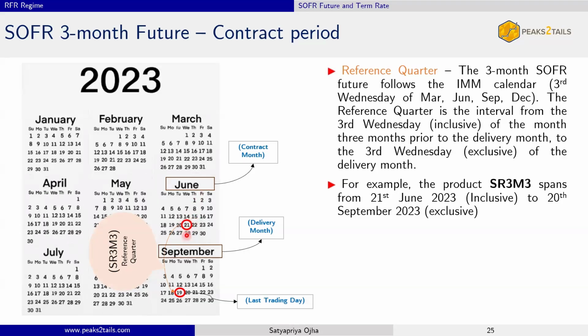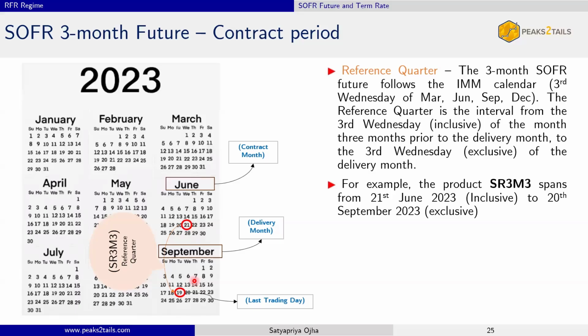That is the start of the contract. The end of the contract is again the third Wednesday after 3 months. So September 20th is the contract expiry. The last trading date would be 1 day before that, so 19th September is the last trading date. From a settlement perspective, you have to take all the rates that are published from 21st till 19th, do a compounding, and that will determine the final settlement price. I will show you the calculation.